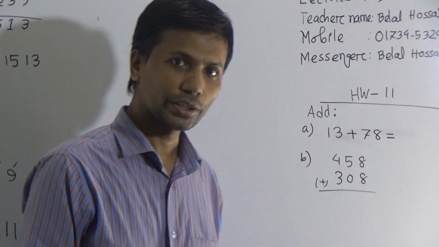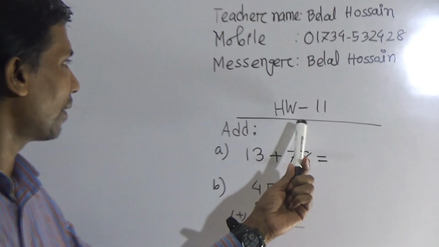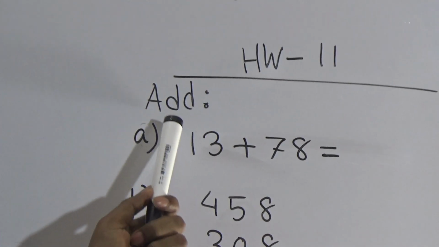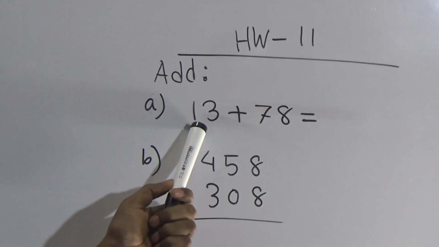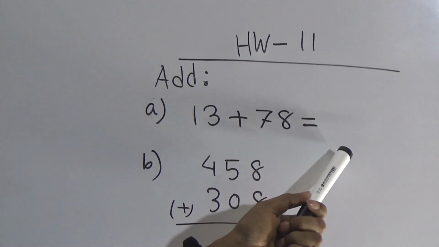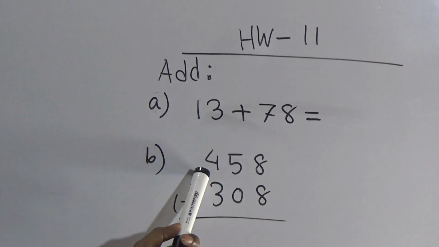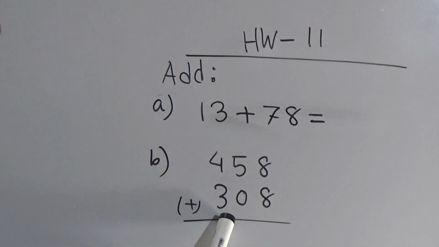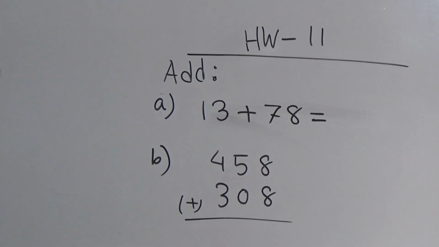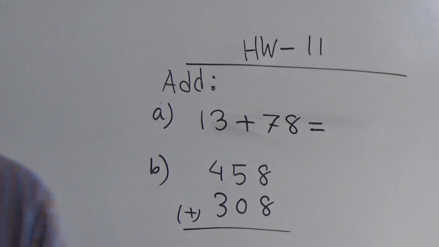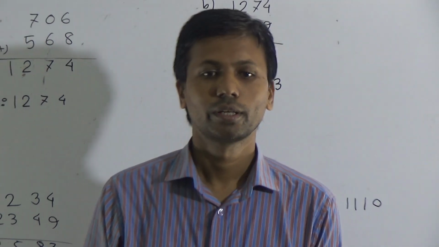Now I want to talk with you about our SW. Look, this is your SW. SW number 11. Add. 13 plus 78 equal to what? 458 plus 308. You have to add these two. Okay, dear student, I hope you understood.